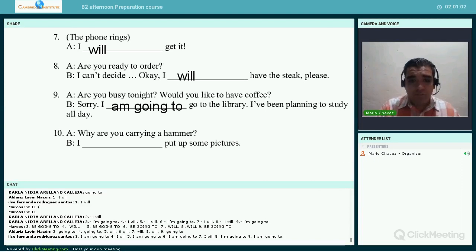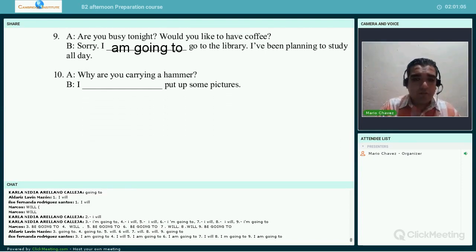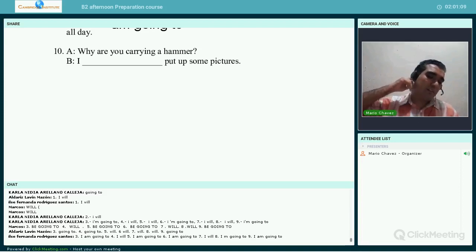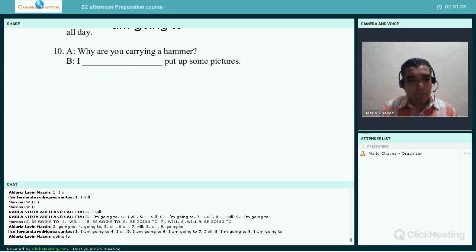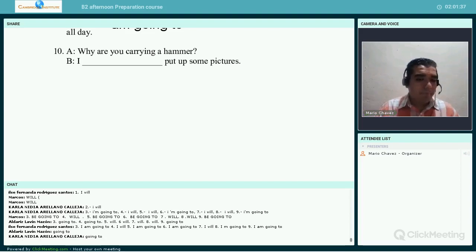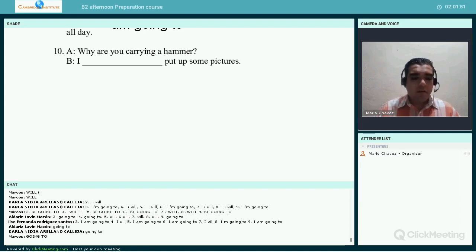Okay, so you guys had some mistakes on this one. I would like you to try with number... Oh, that was it. Well, let's do number 10 together. Why are you carrying a hammer? What do you guys think? Put up some pictures. Going to or will? Going to. What is the other thing? Going to. Marcus, Ilse, what do you guys think? Going to. And it is true.